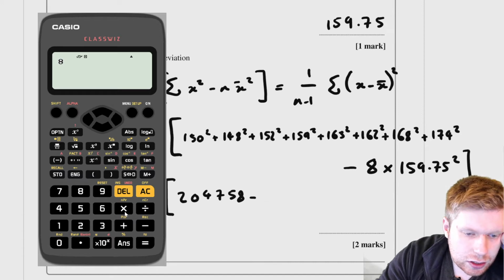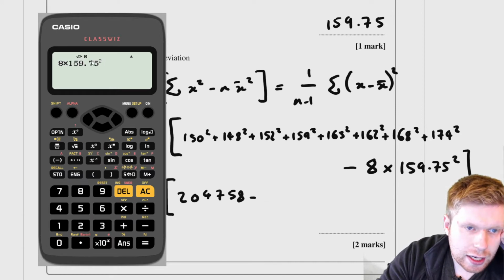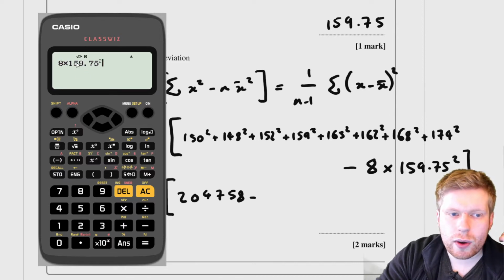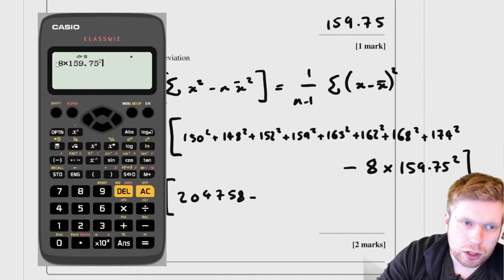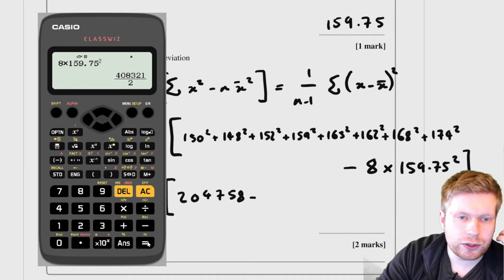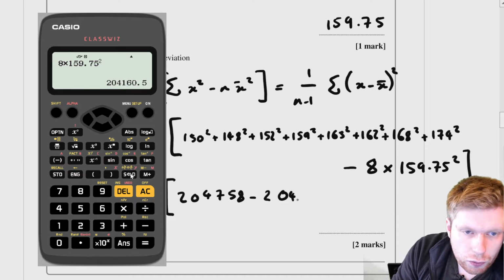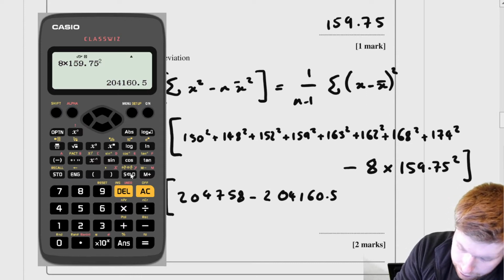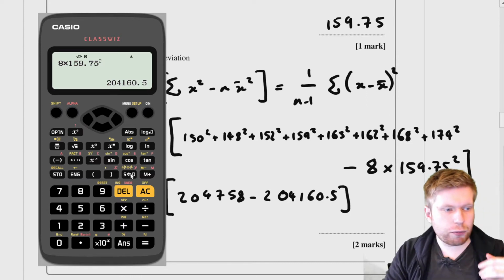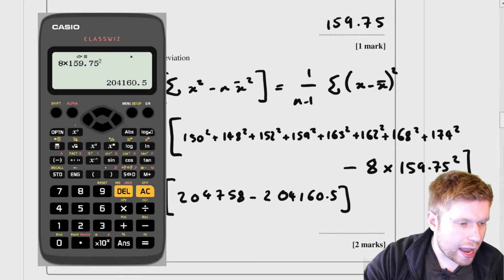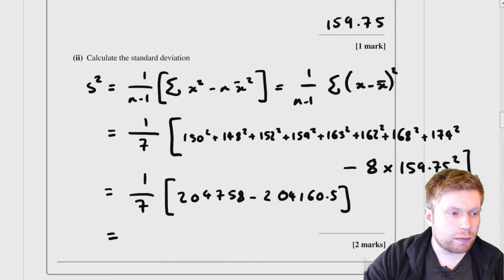So 8 times 159.75 squared. Remember, if I just type that, it's only going to square the 159.75. It's not going to square the 8 as well, which is exactly what I want. So that's going to give it to me as a decimal, please, 204,160.5. Now I've broken it down, I can actually just get away with typing that alone in my calculator.